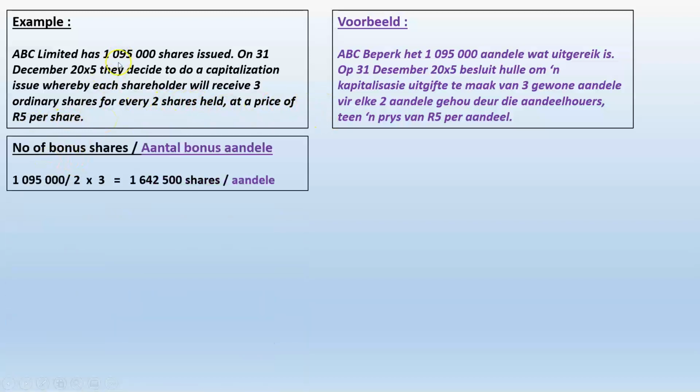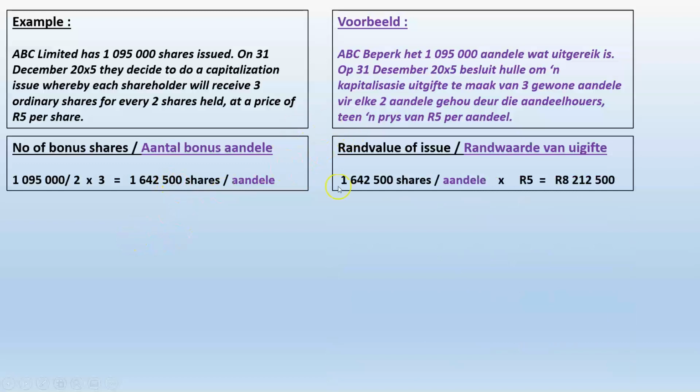We say, well, we have 1,095,000 shares. Every shareholder is going to receive shares for free. They're not going to pay anything for that. They're going to receive 3 for every 2 shares held. So we're going to divide the 1,095,000 by 2 and multiply by 3. So the company is going to issue share certificates equal to 164,500 shares. What is going to be the Rand value of the issue?